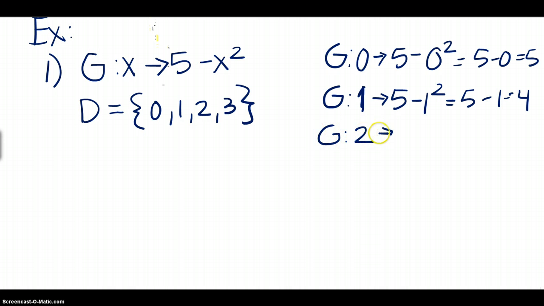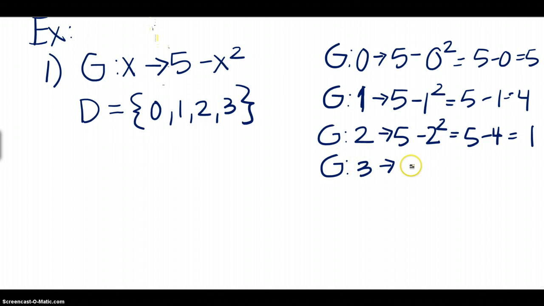Okay, g of 2, meaning I'm plugging in 2, 5 minus 2 squared. So this is 5 minus 4, which is equal to 1. So that is my third number in the range. I have one more to go. Okay, g of 3. So I'm plugging in 3 for x again. So 3 squared, so this is 5 minus 9, which is negative 4.